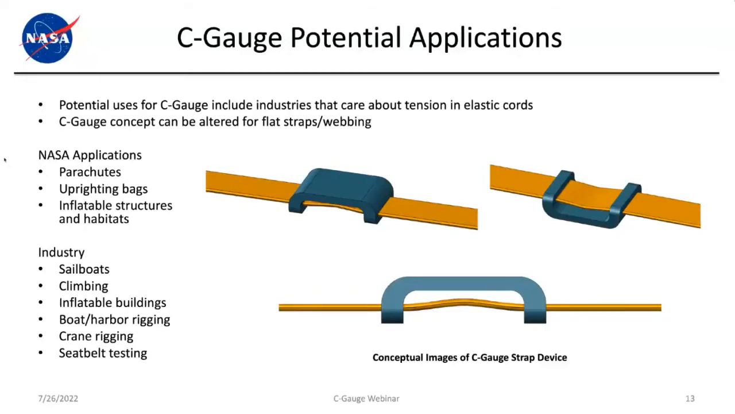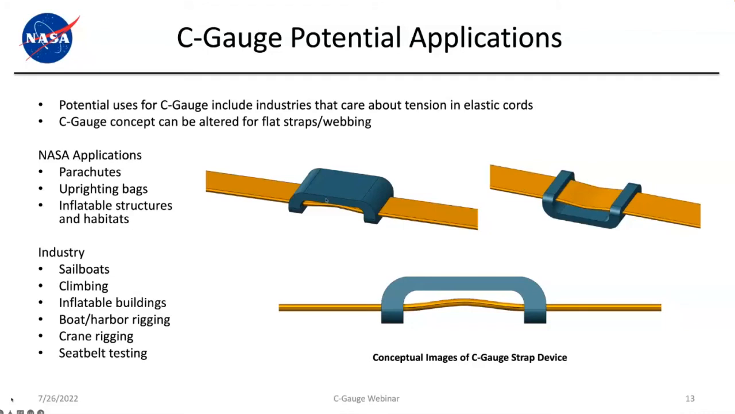Some potential applications have been identified. It's mostly in industries that care about tension in elastic or textile cords, but we can modify the concept for various applications. So here's an example of a concept for measuring some straps or webbings. It's basically the C gauge, but extruded to be a little bit wider, but the same concepts apply.